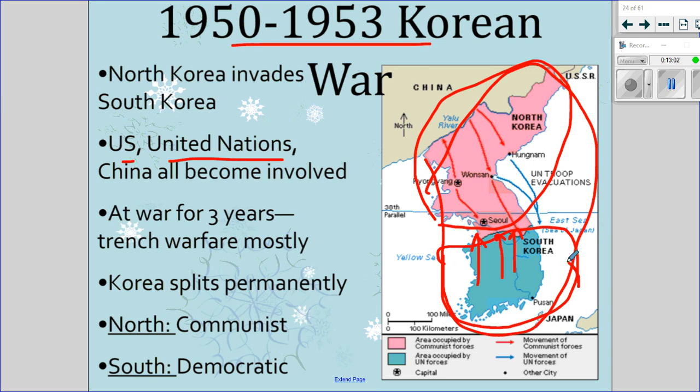Under General Douglas MacArthur, they make a major landing at Pusan, and they push the North Koreans all the way back up to the Manchurian border at the Yalu River. And then the Chinese get involved. The Chinese send massive amounts of troops south and push the Americans and the South Koreans all the way back to the 38th.